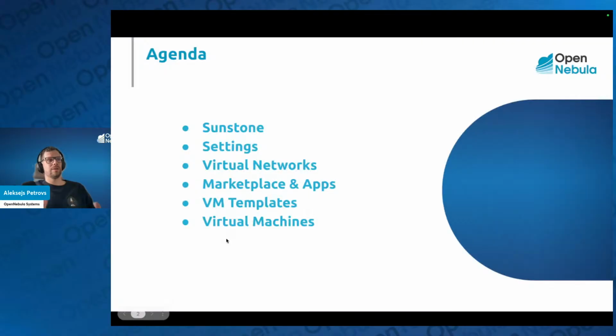So our agenda for today is that we are going to talk about Sunstone. What is Sunstone? How to use it? How to access it? And so on. What are the generic settings of Sunstone? Right, so the virtual networks. We're going to talk about the virtual networks. We are going to touch marketplace and apps, and obviously virtual machine templates as one of the important parts of OpenNebula, and we'll end up with deploying a virtual machine. So you can follow along, or in case you can just watch and then try to follow along with the recording, because this session is being recorded.